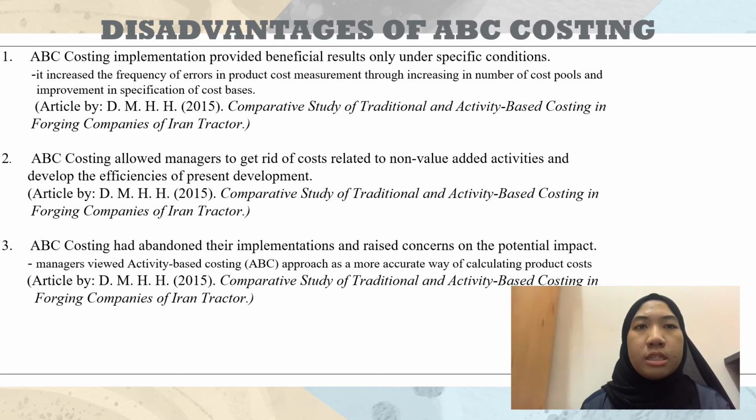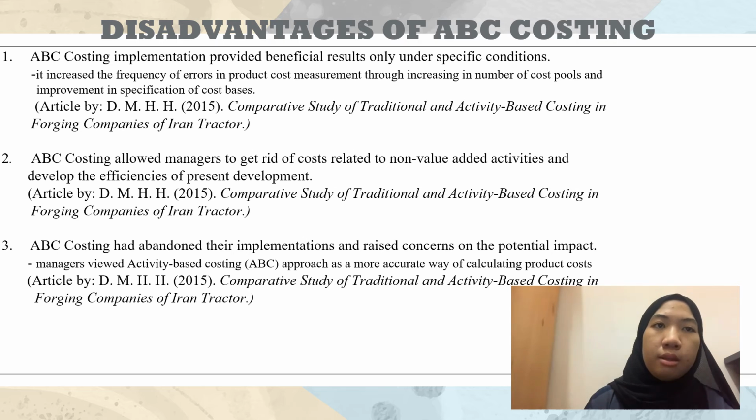The first advantage is that ABC costing implementations provided beneficial results only under specific conditions. This article indicates that the advantage of ABC was that it increased the frequency of error in product cost measurement through an increase in the number of cost pools and improvement in specification of cost basis. This article claimed that although more overhead costs can be allocated straight to products via ABC costing, some overhead costs remain to be spent with the help of arbitrary volume-based cost drivers like machine or labor hours.